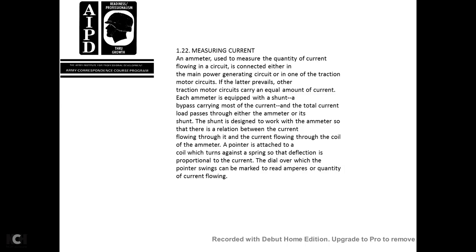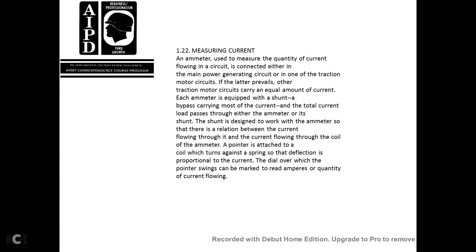122, measuring current. An ammeter is used to measure the quantity of the current flowing in the circuit that is connected to either the main power generating circuit or one of the traction motors. If parallel operation prevails, other traction motor circuits carry an equal amount of the current. The ammeter is equipped with a shunt, a bypass carrying most of the current, and the total current load passes through the ammeter or its shunt.